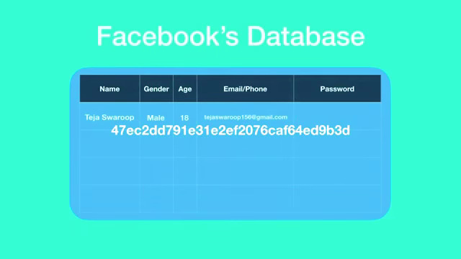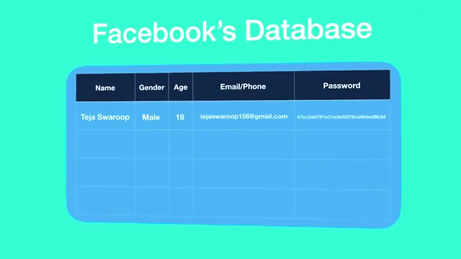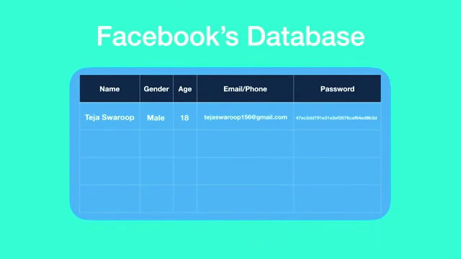This hashed password is saved in Facebook's database but not the plain text, which means the password which you entered will never be saved on Facebook's database as plain text. Instead, only its encrypted, or in other words, the hashed password is saved. Now suppose Facebook had a data breach and hackers managed to gain access to Facebook's user info, which included their name, age, gender, email, and password.